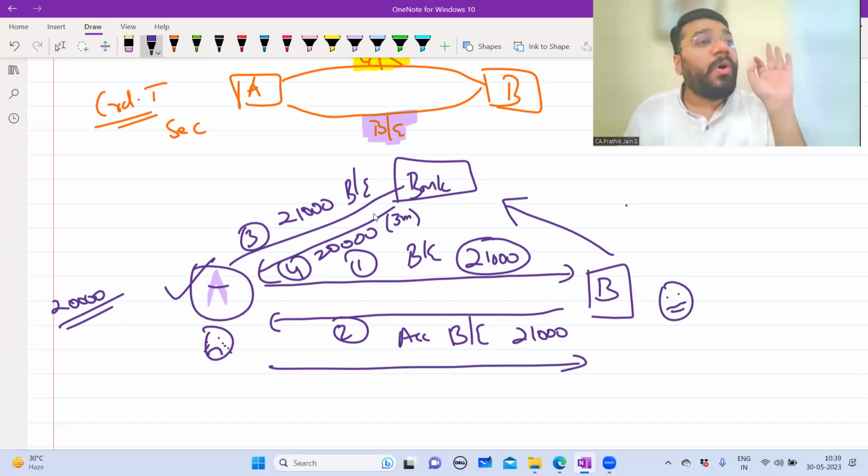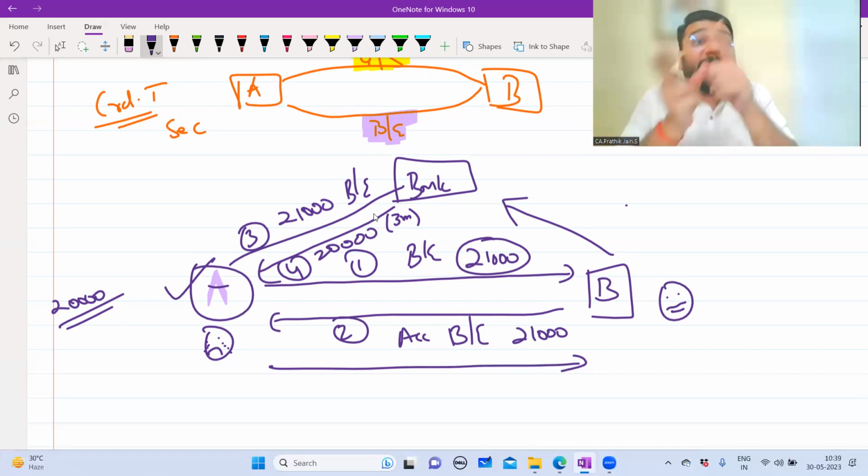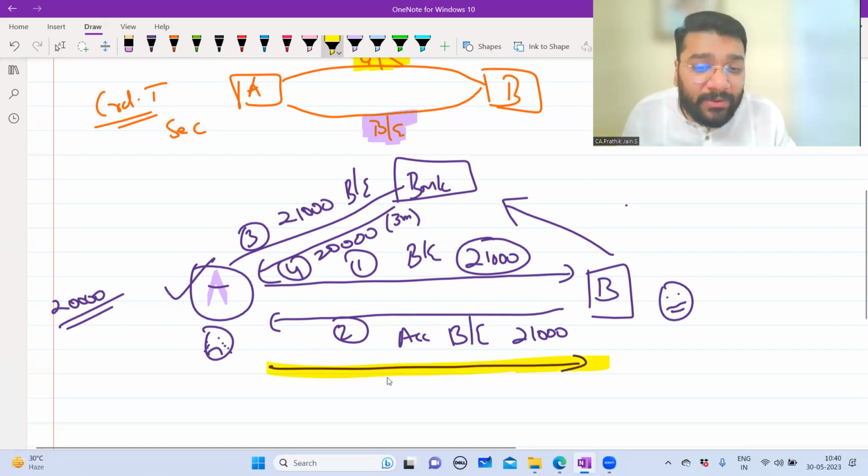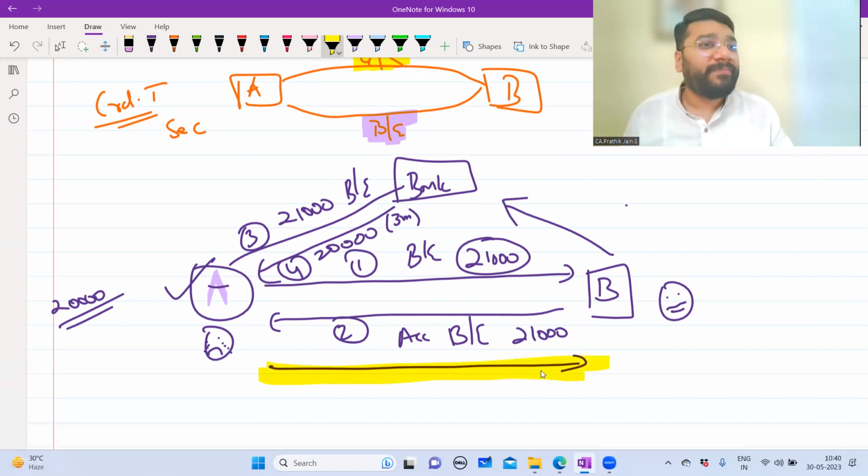Now what happens is, guys, on the maturity date or on the due date or one day before the due date, A will give this 21,000 rupees to whom? B. A will give this 21,000 rupees to B, and B in return will pay this 21,000 to whom? Banker. So in this entire transaction, guys, did anybody receive any goods or services? Not at all.